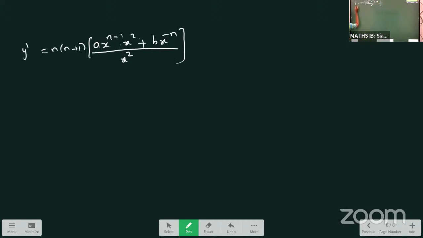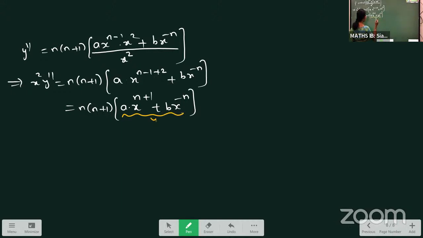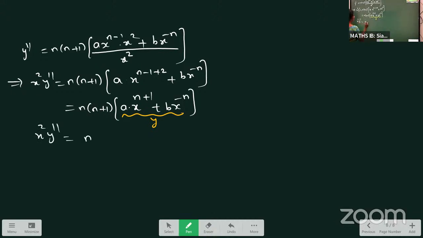Left side y double dash is there. Cross multiply: x square y double dash is equal to n into n plus 1, a into, here the bases are the same, powers should be added, x to the power n minus 1 plus 2, plus b into x to the power minus n. So n into n plus 1 into a into x to the power n, since 2 minus 1 is 1 plus 1, plus b into x to the power minus n. But this value is nothing but what is given in the question? y is given. So replace this value by y. Therefore, x square y double dash is equal to n into n plus 1 into y. This is only what we want, right?